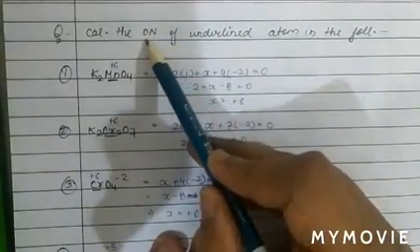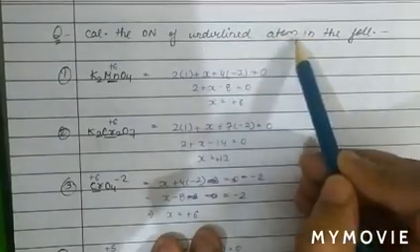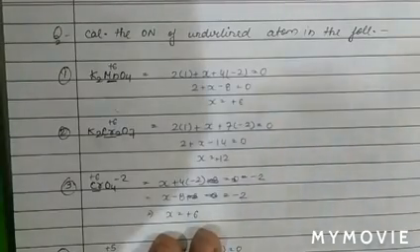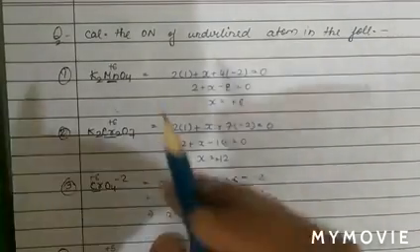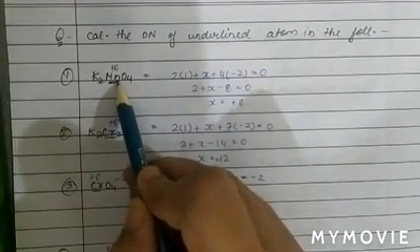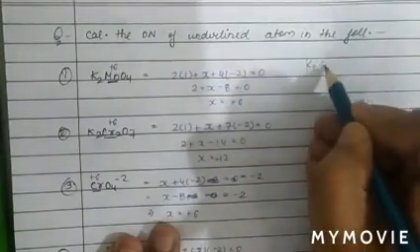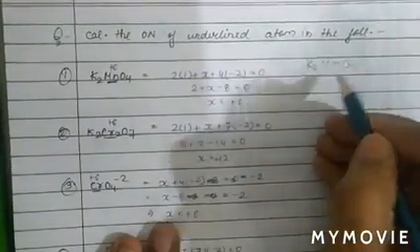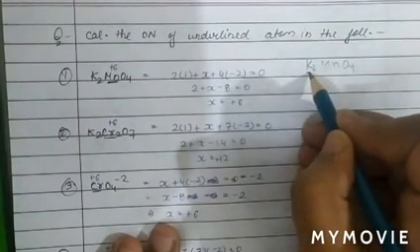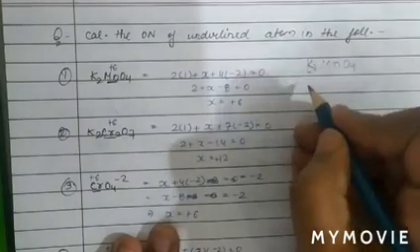Now we will calculate the oxidation number of the underlined atoms in the following compounds. See the first question. In the first question, we have to find the oxidation number of manganese. We know in K2MnO4, potassium is an alkali metal, a group 1 element, and the oxidation number of a group 1 element is +1.